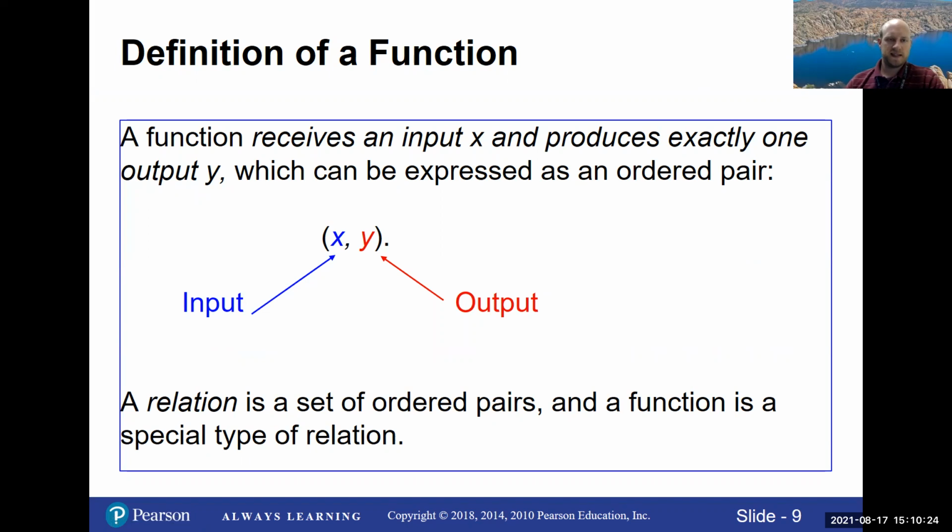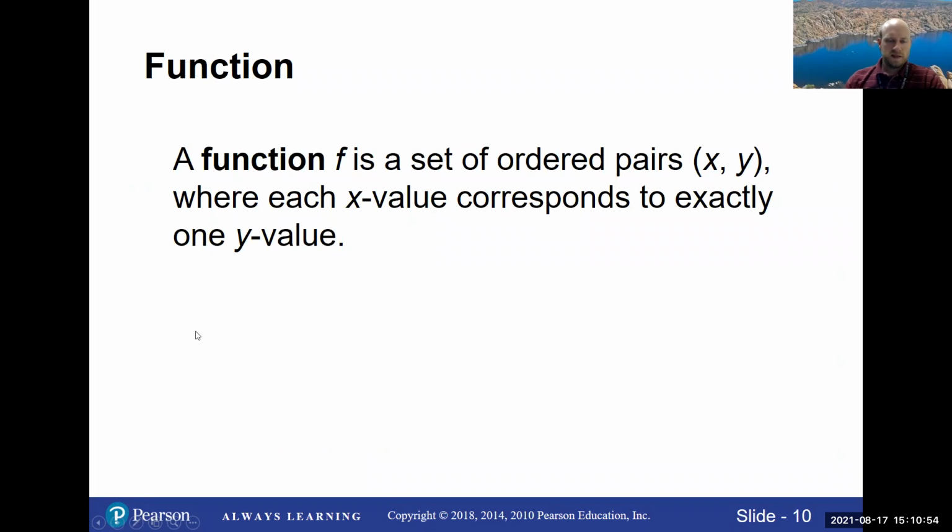Let's talk a little bit more about a definition of a function. I kind of showed you this a few slides ago, but a function receives an input x and produces exactly one output y. We can get an ordered pair for that, right? So an input is x, output is y. And we also call that a relation. A relation is just a set of ordered pairs, and a function is just a special type of relation. You don't really need to know all that, but at least know that we get this ordered pair x, y. So again, each x value corresponds to exactly one y value.